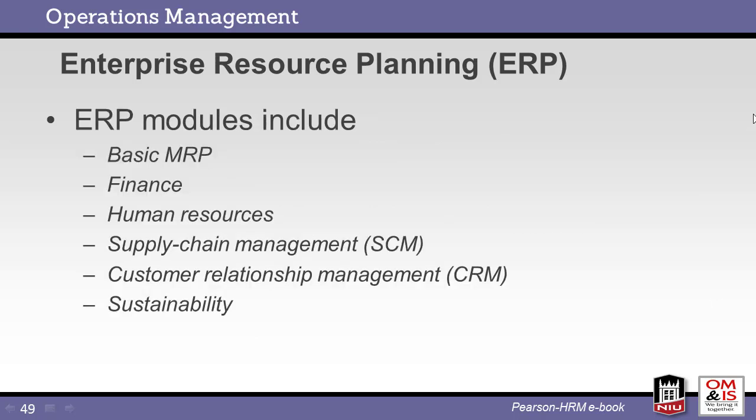ERP starts with MRP and adds finance, human resources, supply chain management, or SCM, customer relationship management, or CRM, and sustainability. Sustainability includes management of waste, carbon footprint, and other environmental factors.